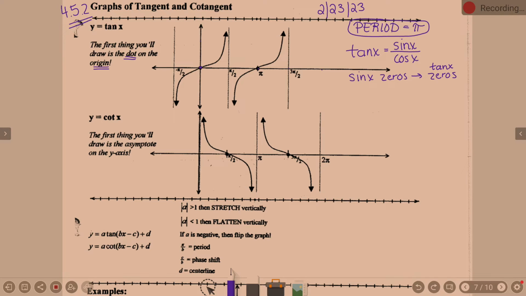Now, on the flip side, we have cosine in the denominator. What happens when a denominator is 0? That fraction is undefined. What does that equate to in my graph here?